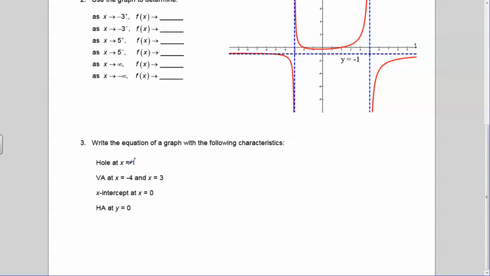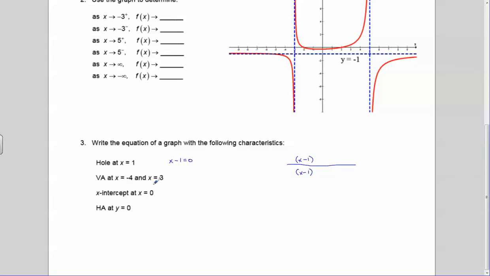So let's start by making this equation equal 0. We will do that by subtracting 1 on both sides. X minus 1 equals 0. And I'll put an empty bar over here that we will fill in. So this means that in the numerator we have a factor x minus 1, and in the denominator we have a factor x minus 1.